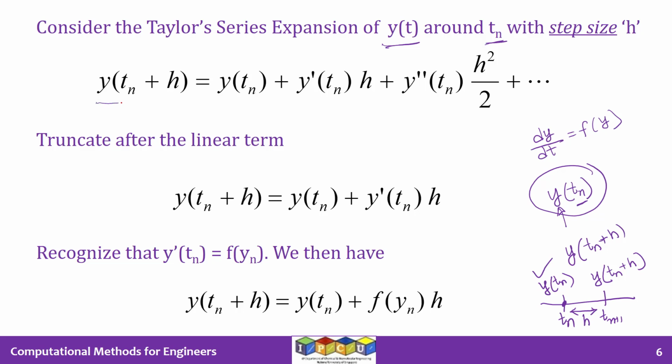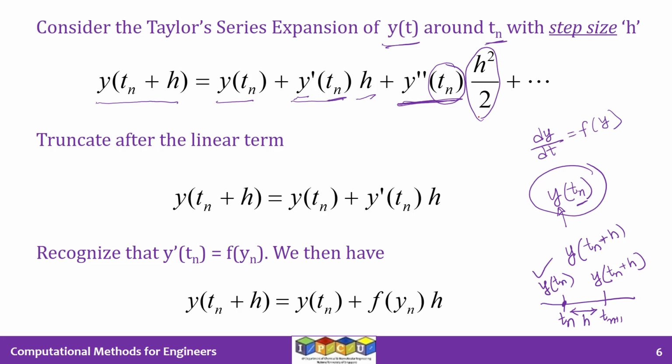So y at tn plus h is equal to y at tn, the base value, plus y dash evaluated at tn. So this is the first derivative of y evaluated at t is equal to tn multiplied by h. We have looked at this Taylor series many times in the past. Then plus the second derivative of y evaluated at tn, the point around which you are trying to get this expansion. That second derivative is going to be multiplied by h squared by 2 factorial, which is nothing but h squared by 2.